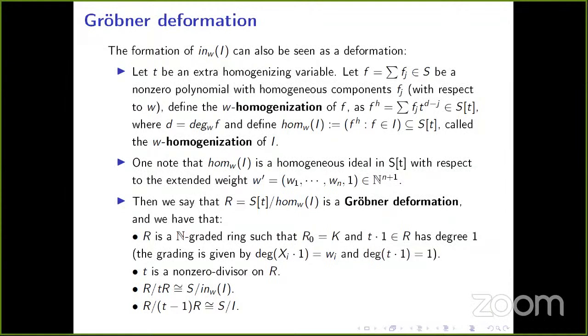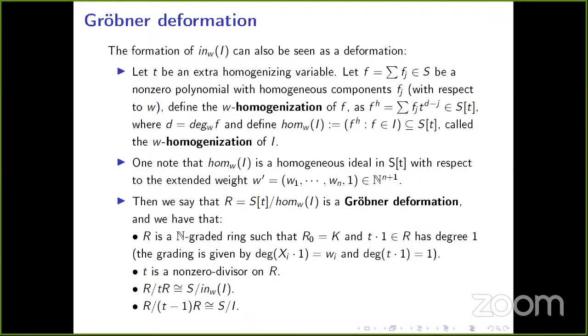So what does it say? It's basically saying that the Gröbner deformation is a flat family over K[T], where the special fiber R/TR is isomorphic to S/in_W(I), and the general fiber is isomorphic to S/I, the ideal we started with.